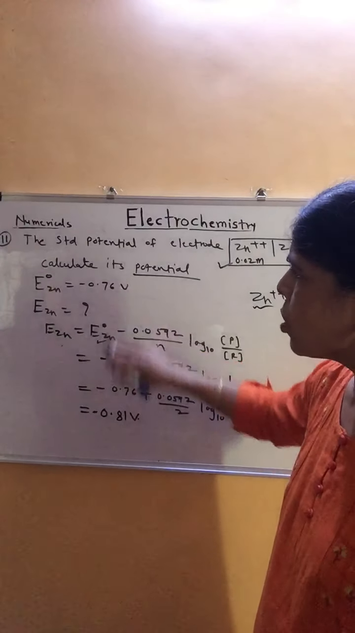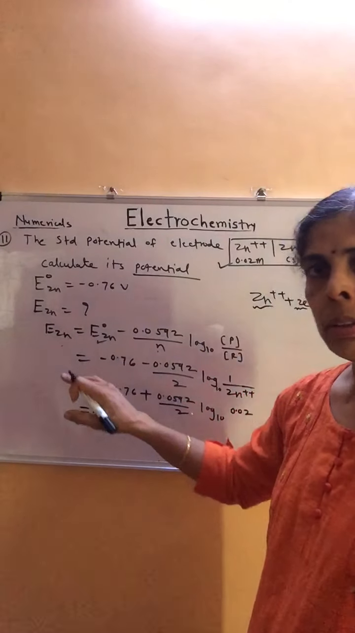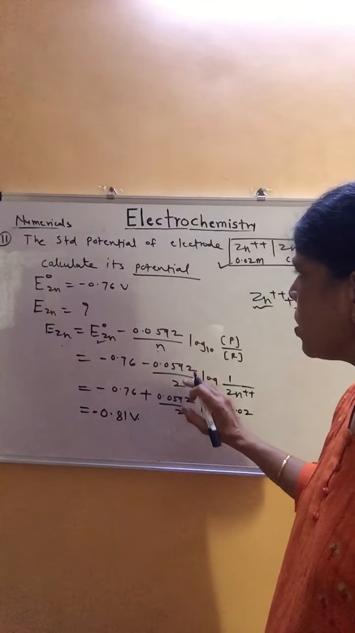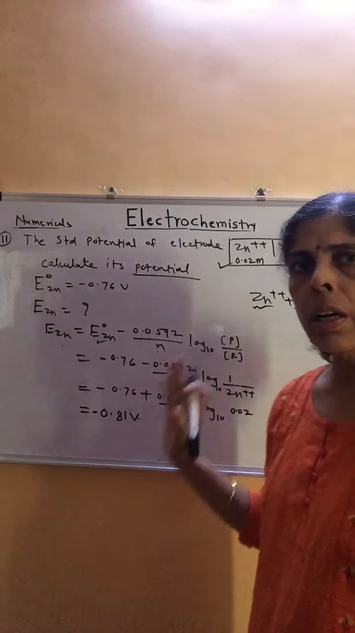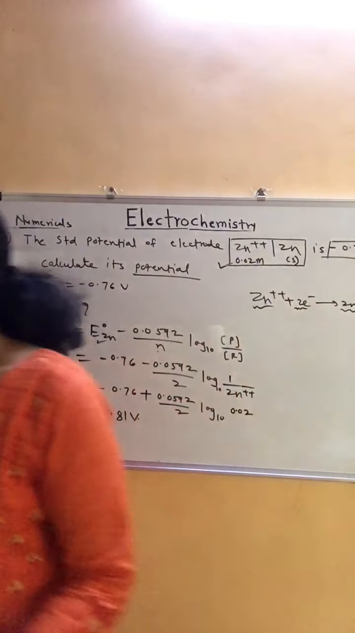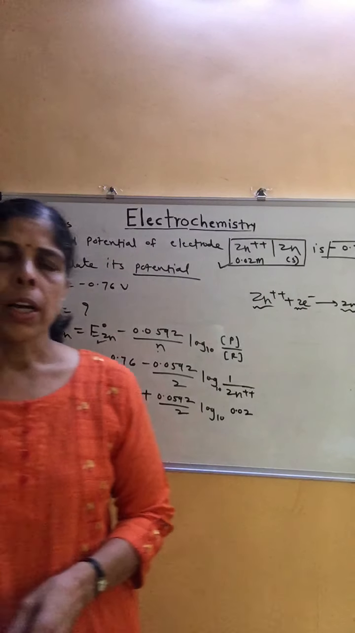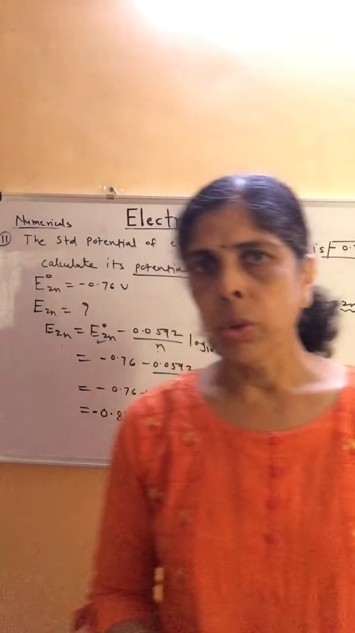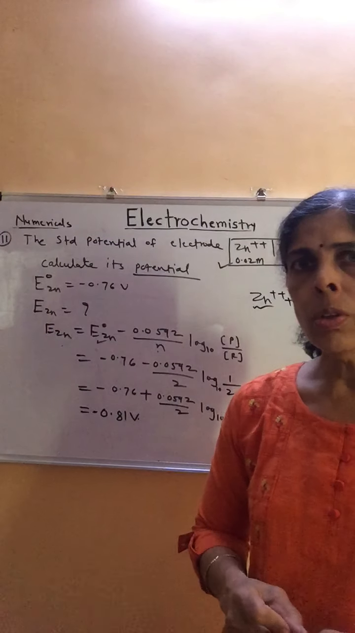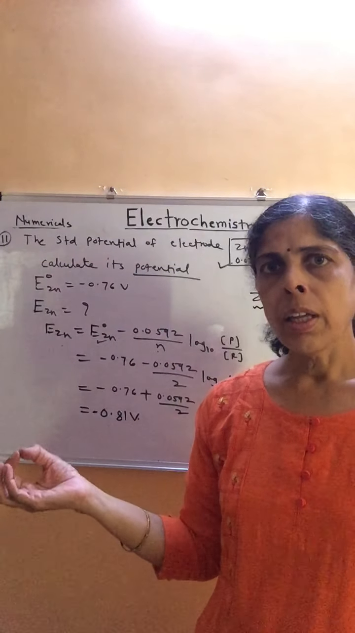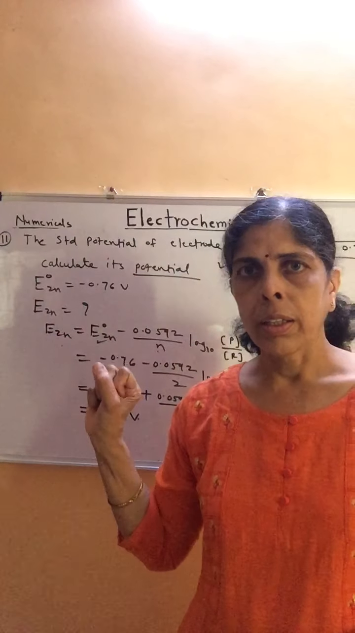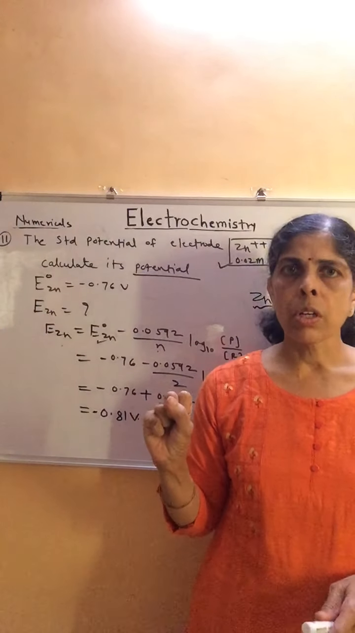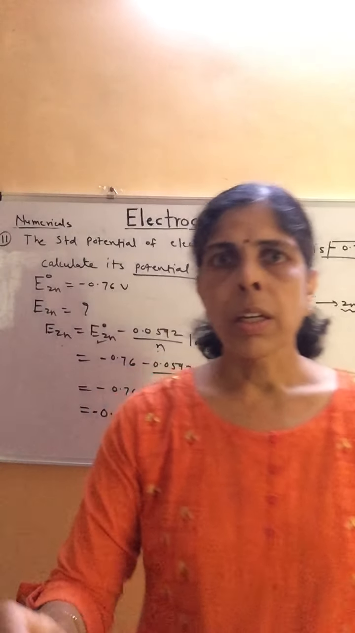The difference between these two, E naught minus E, will give us the correction factor, that is this part. So after solving problems, I think the theory is clearer to you, isn't it? So what you do after learning theory: solve problems. After solving problems, again go to theory. Okay, so we will stop here and we will continue in the next video.